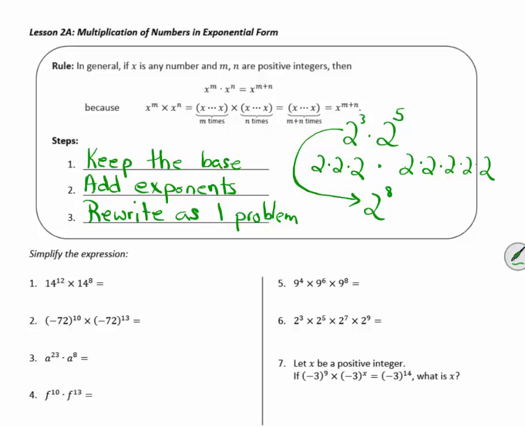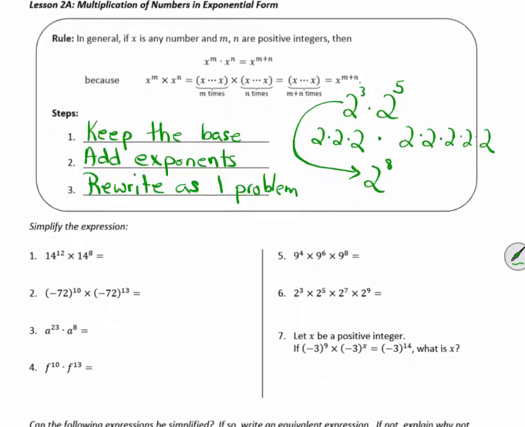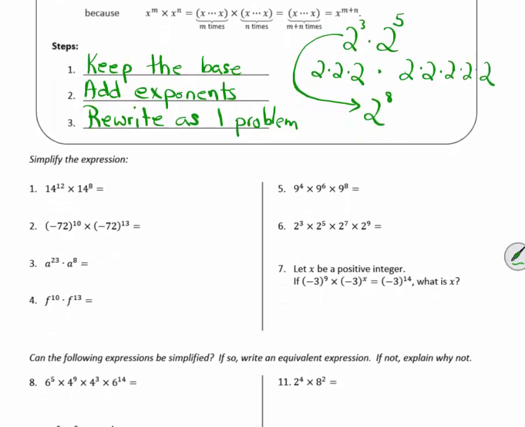Alright, so let's see if we can try it. So for number 1, I notice that my bases are the same, both 14. So it says keep the base, 14, add the exponent. So I'm adding 12 plus 8, which is 20. Done. Number 2, base is the same. Because it's a negative base, we talked about this yesterday, it has to go in parentheses, negative 7 to the 2. Add your exponents. 10 plus 13 gives me 23.